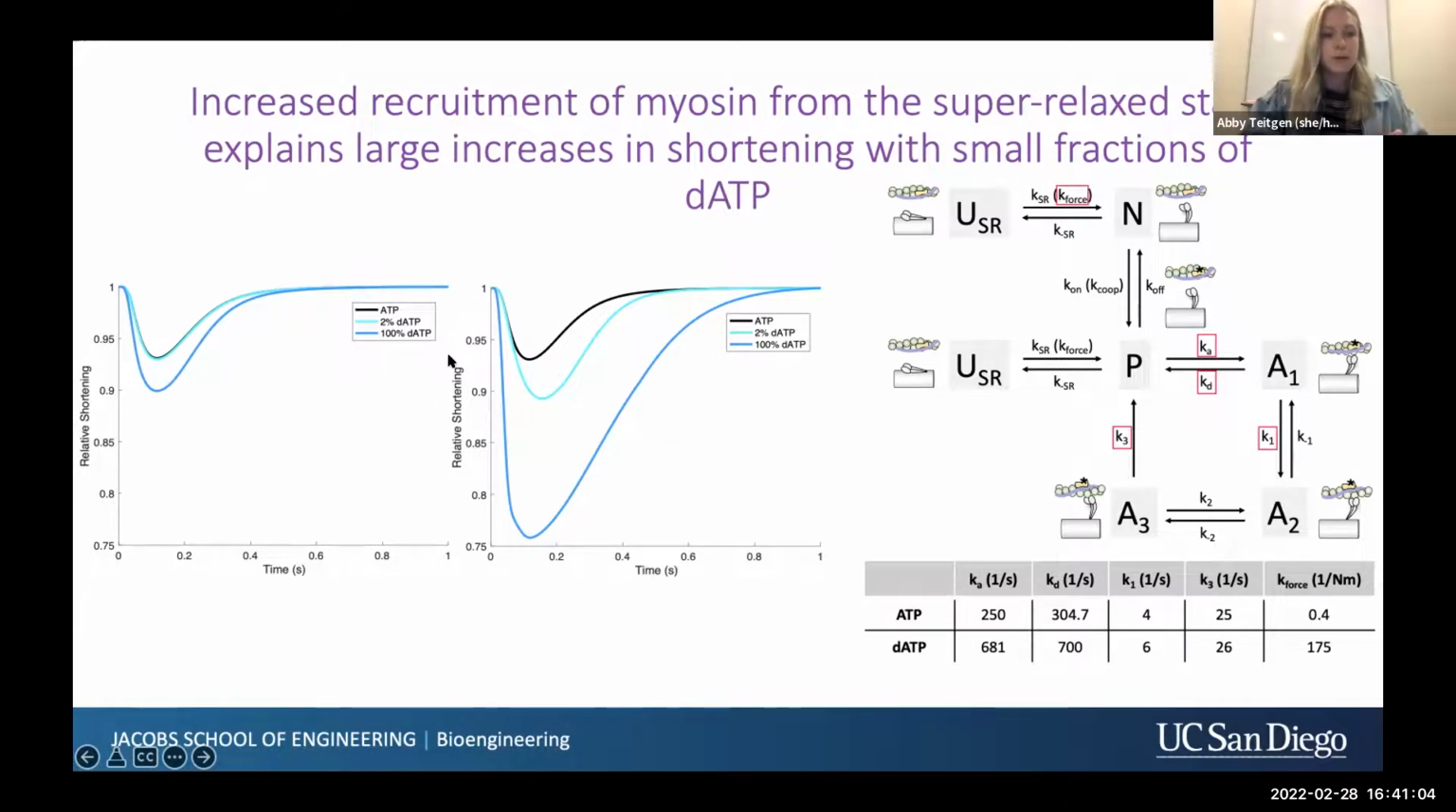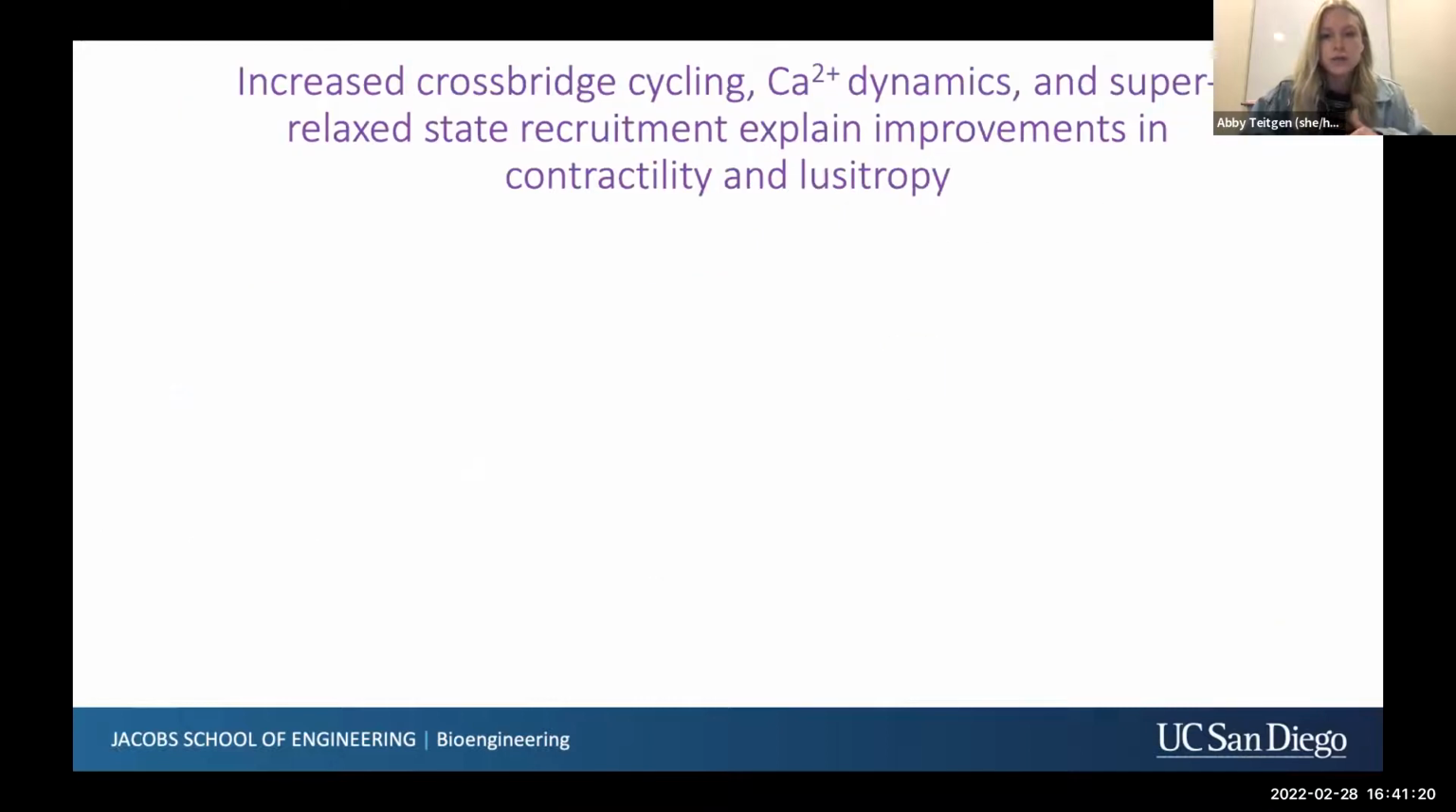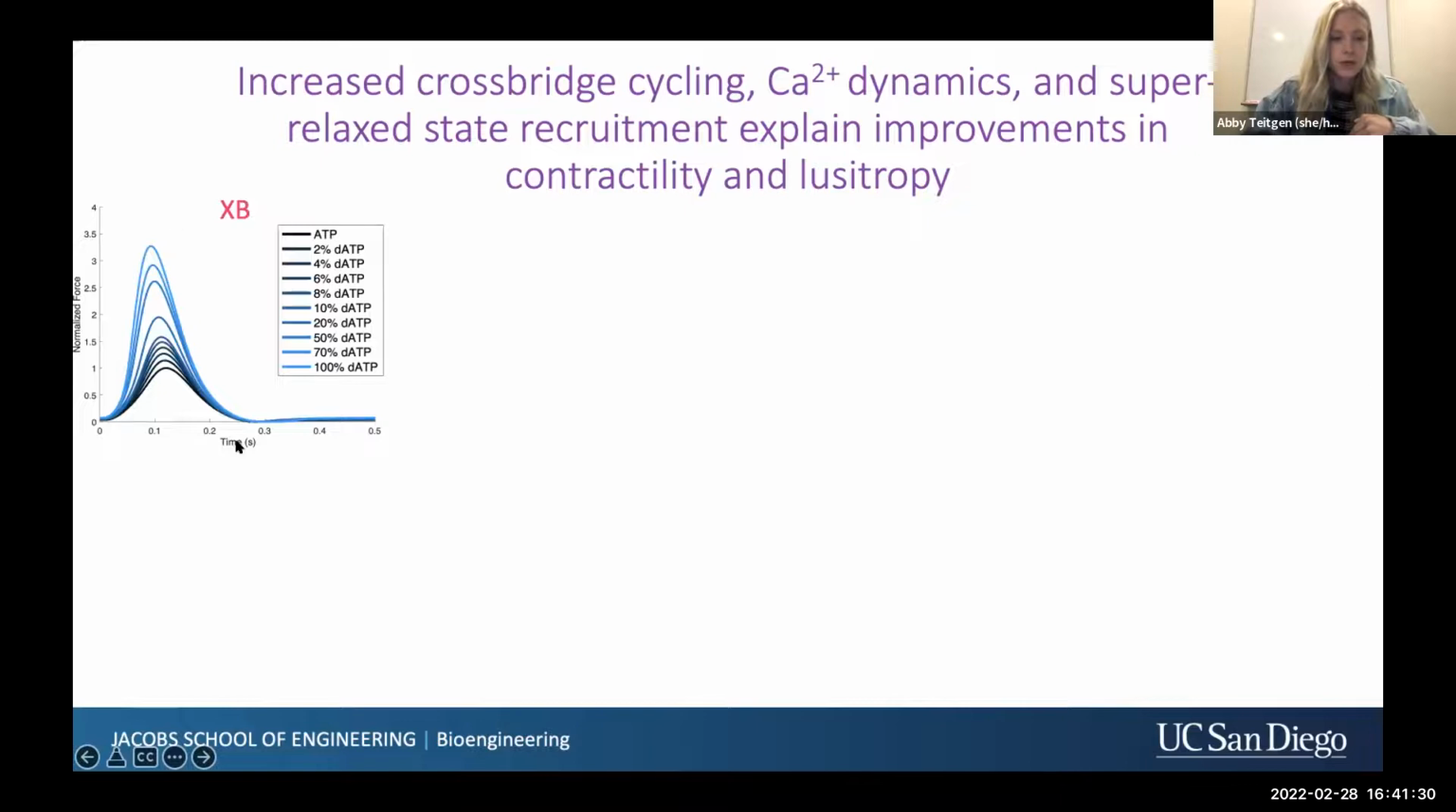So at this point, we were able to reproduce the force-pCa and slack-restretch data, as well as shortening data. But when we looked at relaxation, we were seeing slowed relaxation with dATP, whereas experimentally, dATP has been shown to increase relaxation. So we next wanted to see whether incorporating the effects of dATP on the calcium transient could explain this enhanced relaxation. So here you can see model-generated twitches from the model.